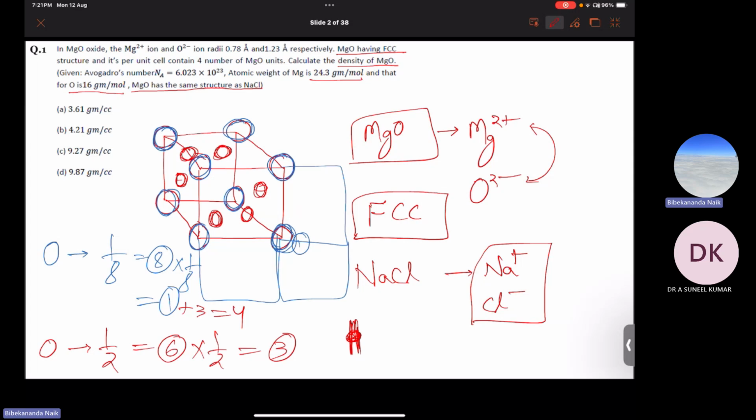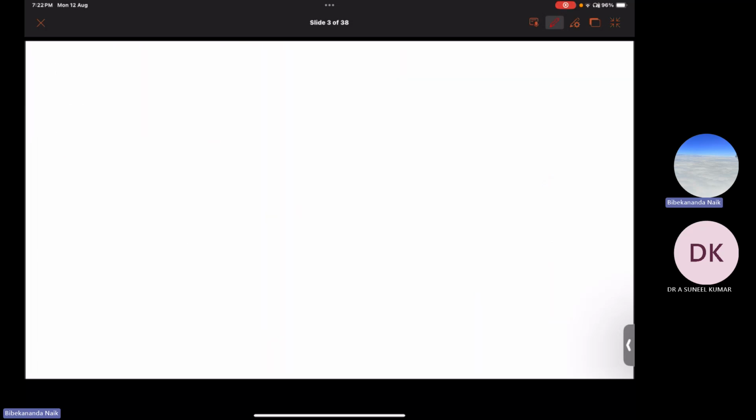So in magnesium oxide, it has an FCC structure. That means the magnesium 2 plus atom has an FCC structure within itself, and the oxygen 2 minus or oxide atom also has an FCC structure on itself. So there are 2 FCC structures, and they are displaced by one half of the body diagonal, and they form the magnesium oxide molecule. So how will it look?